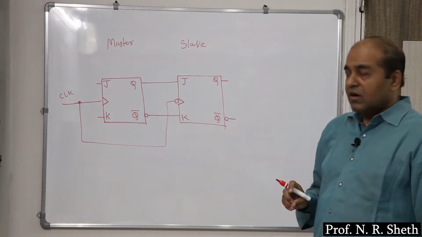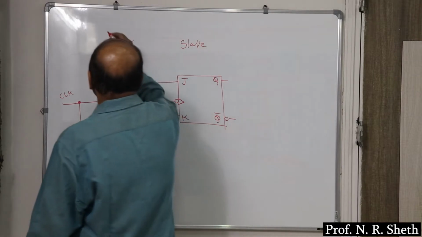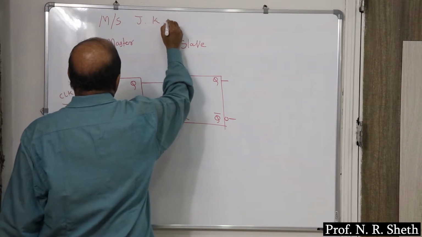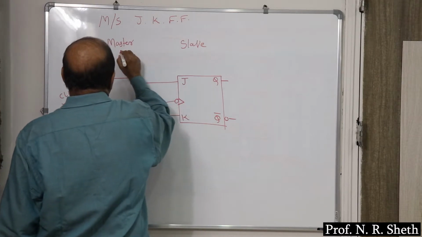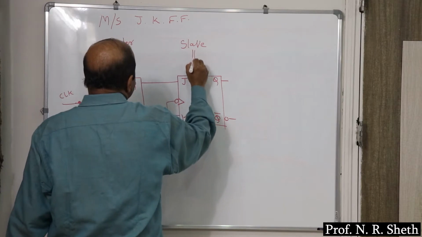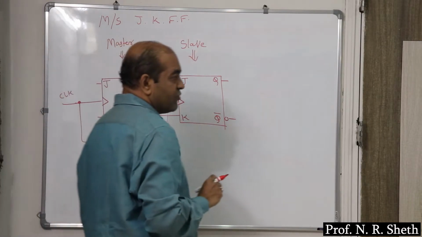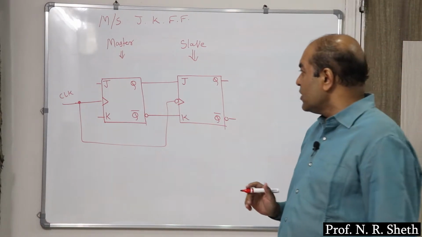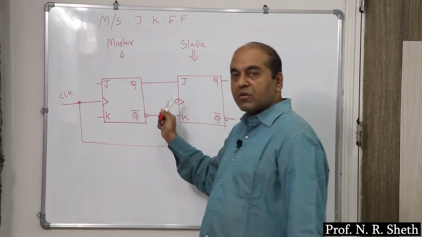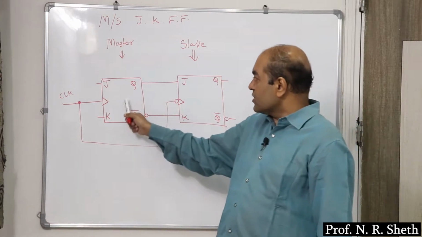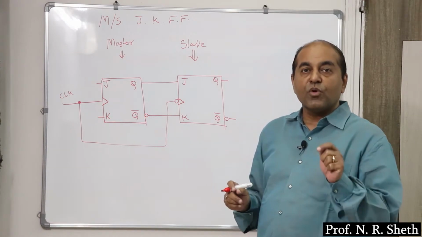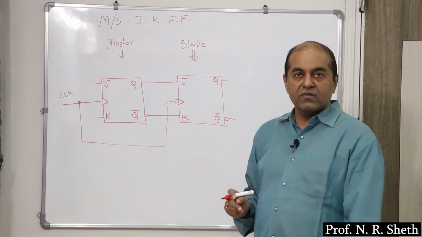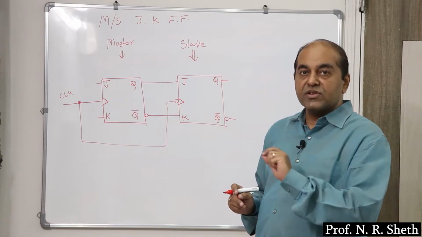Look at the circuit of master slave JK flip-flop. First one is a master, second one is a slave. What is the difference between these two symbols? The difference is the way in which we have applied the clock pulse. The first one, that is a master, is positive edge triggered. Second one is a slave, is negative edge triggered.